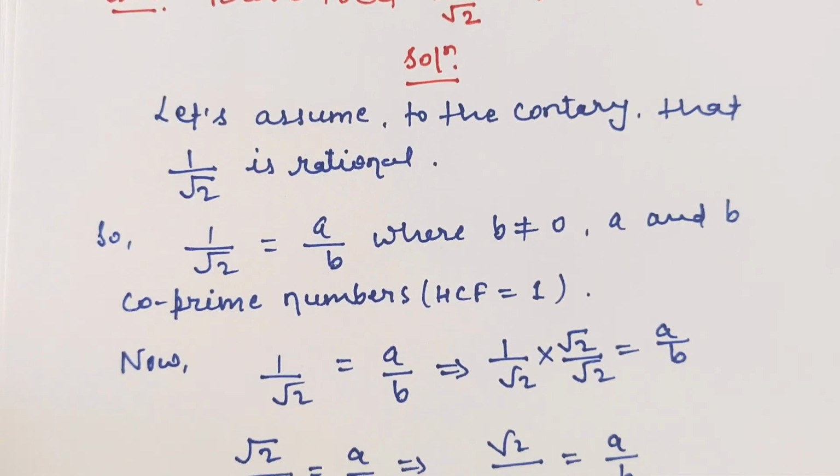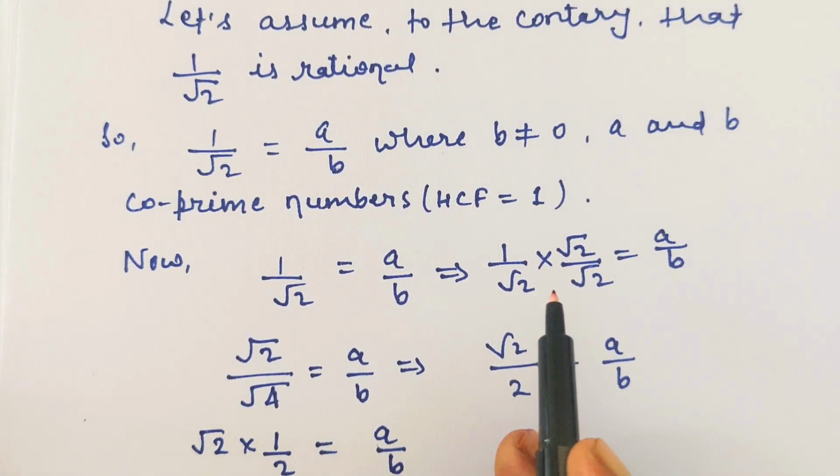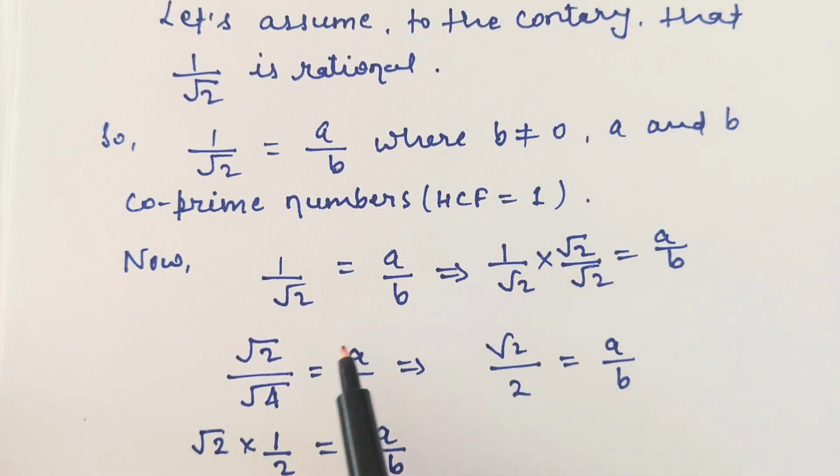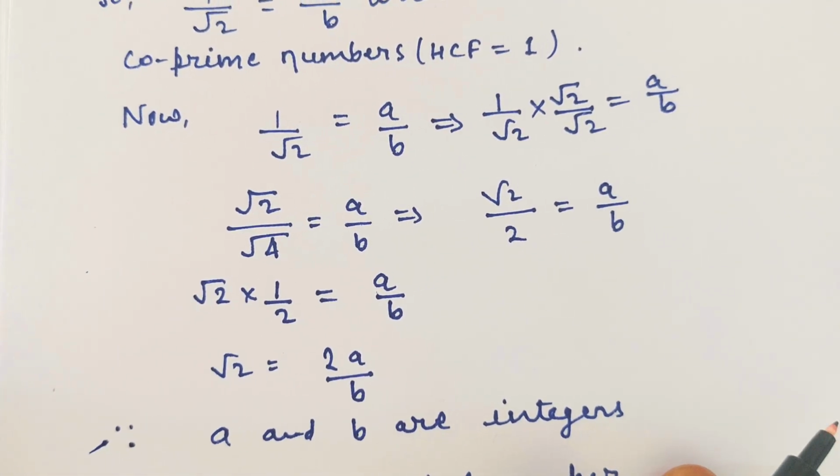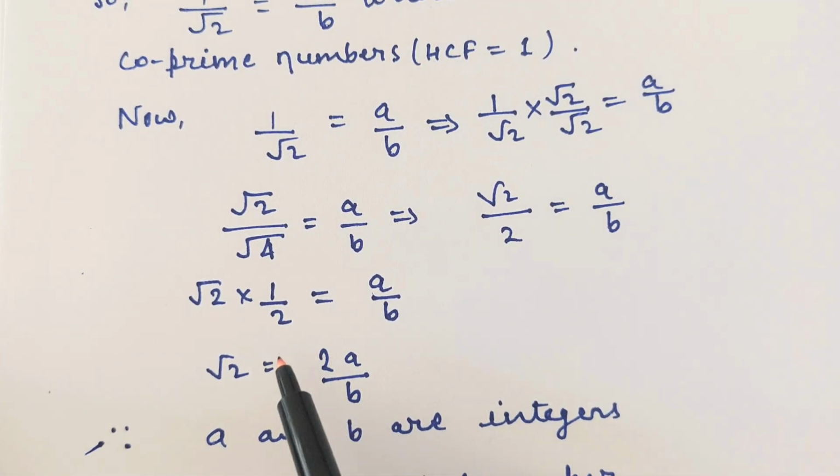On this basis we can say 1 by root 2 equals a by b. We need to try to rationalize on both sides. So first of all we rationalize by multiplying by root 2 on both sides. So I get root 2 by root 4 equals a by b. The next step you can write root 2 by 2 equals a by b. Then simply take the cross multiplication and finally separate the terms on both sides.